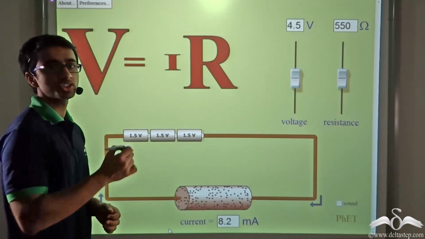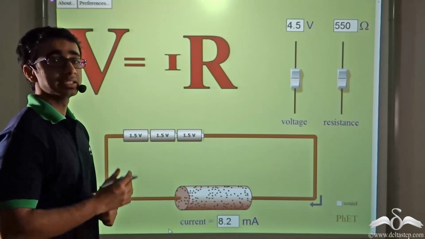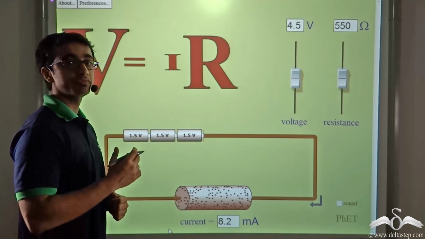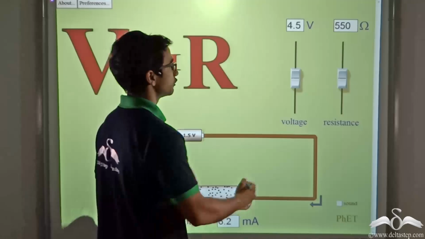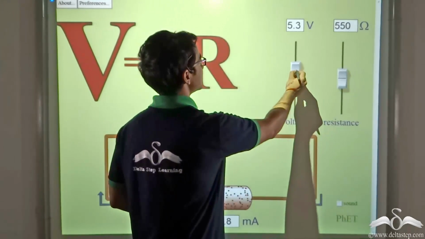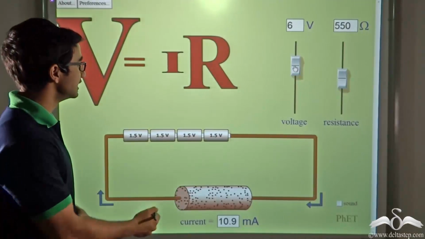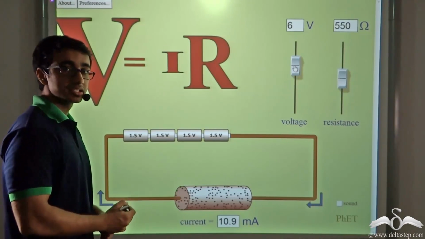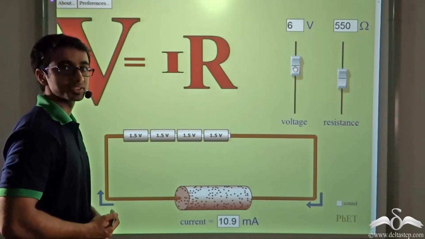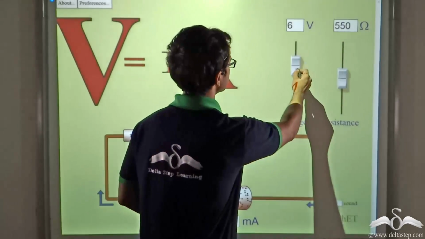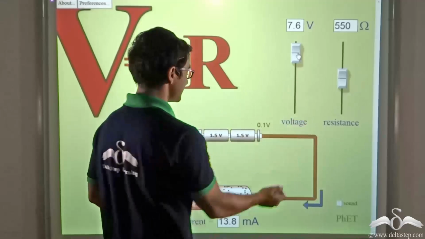Now keeping the resistance constant, we are going to increase the value of voltage. If you recall, the value of current I is equal to V upon R. So in this case, we are keeping R constant and increasing the value of V. Let's say I increase the value of V to 6 volts. As you can see, the current has increased along with it. Earlier it was 8.2 milliamperes, now it has become 10.9 milliamperes.